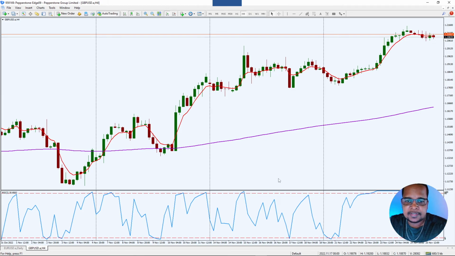So how this system works is, once you're above the 200 EMA, you're only looking for buy trades. It doesn't matter if you get a signal from the RSI. Once you're above the 200, you're only looking for buys. Once you're below the 200, you're only looking for sells.